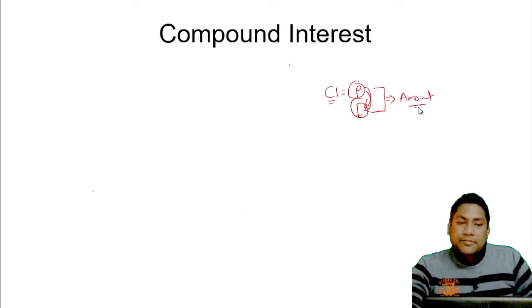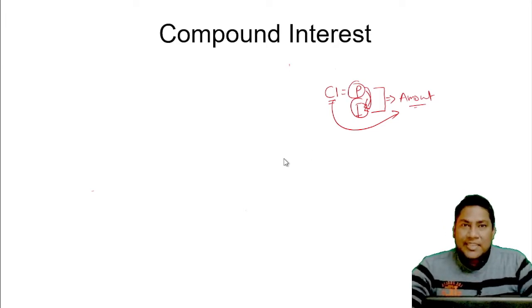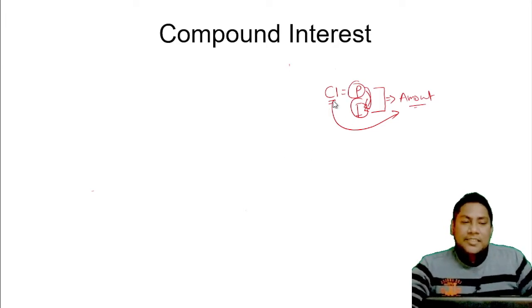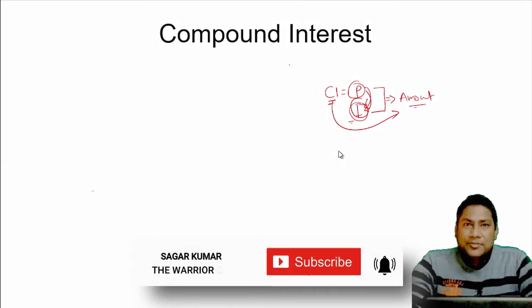So friends, what is this? Principal plus interest, this is amount. So we can say that CI is calculated on amount. In other words, we can say that compound interest is calculated on interest on interest, interest on interest.